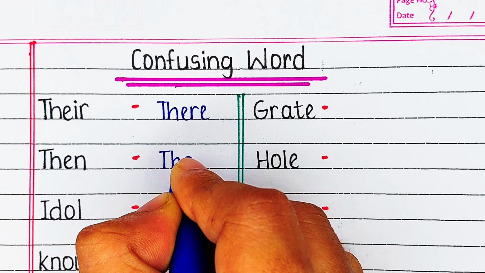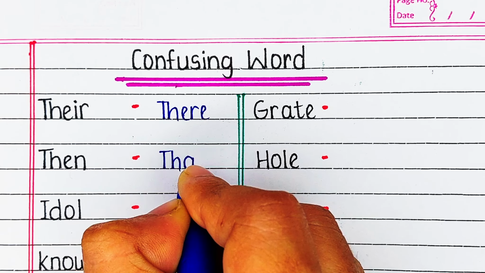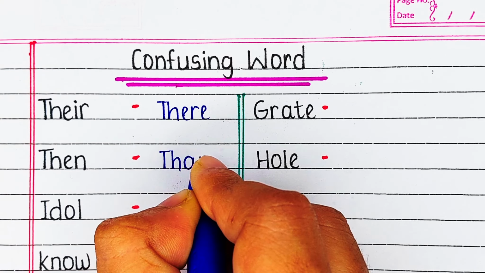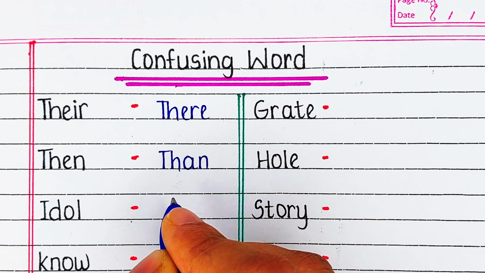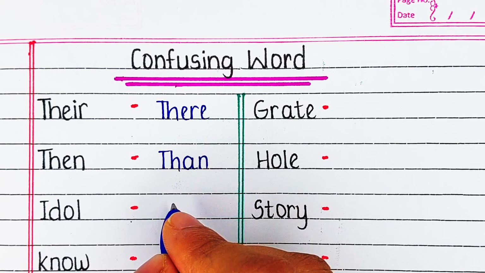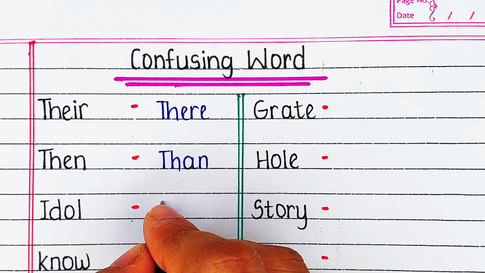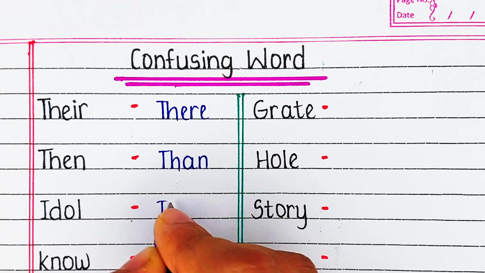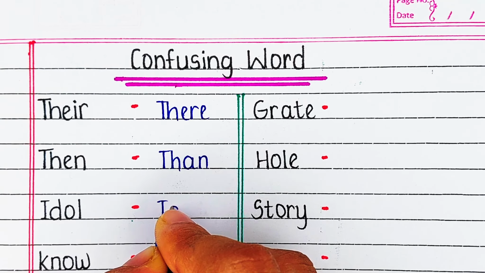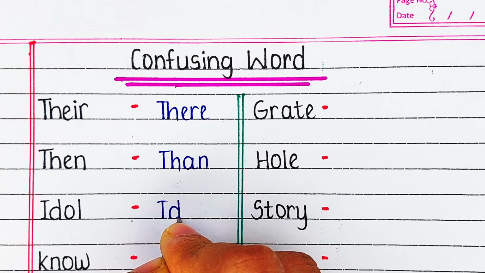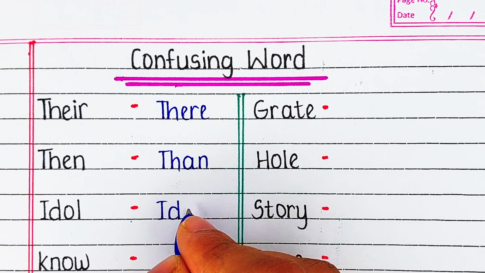THEIR means belonging to, whereas THERE means in that place. Next is then. THEN means at that time, whereas THAN is used to compare things.